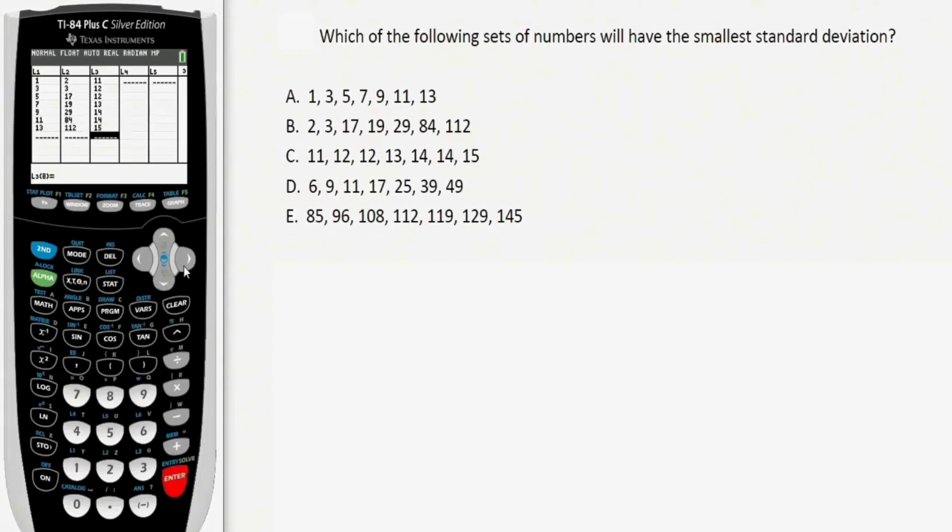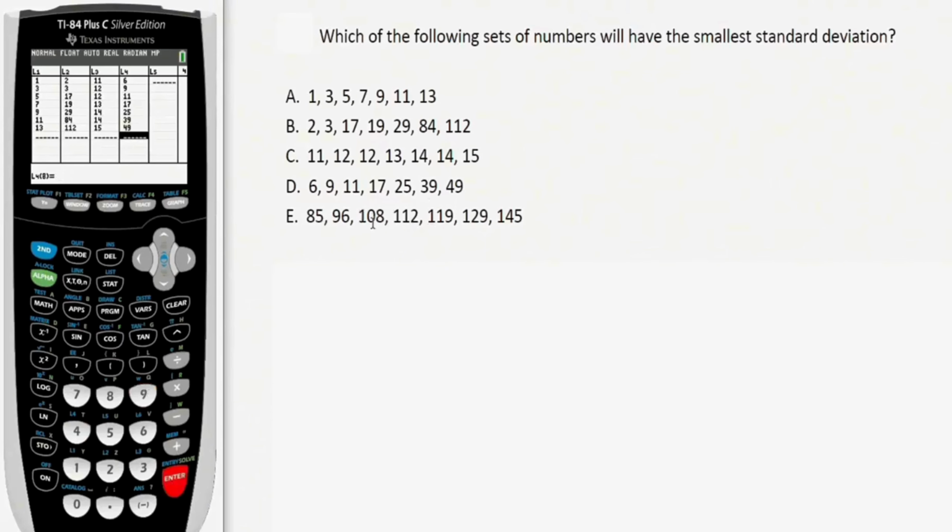Let's go back to list 4. List 4, we have 6, 9, 11. This is option D. Okay, we have 17, 25, 39. Follow me, guys. This is interesting. And lastly, we have 49. That's for list 4, option D.